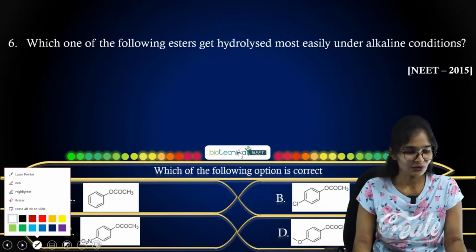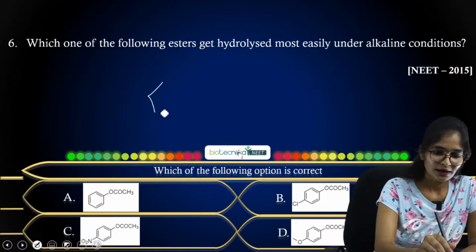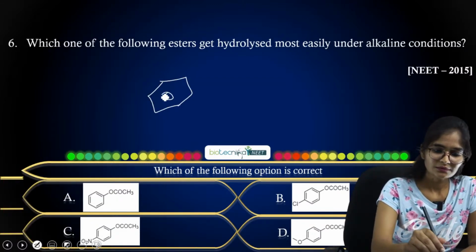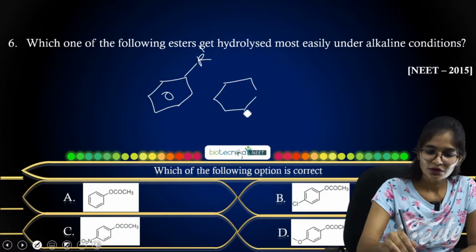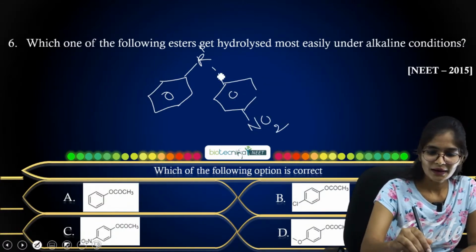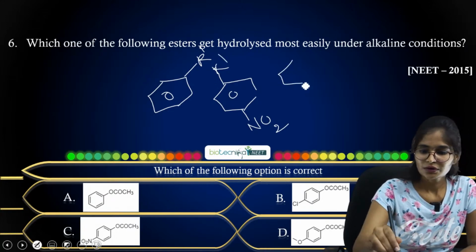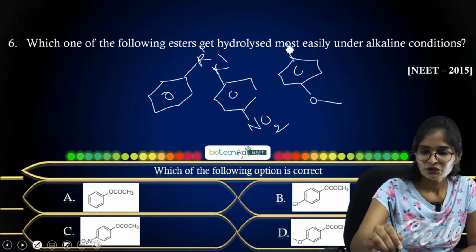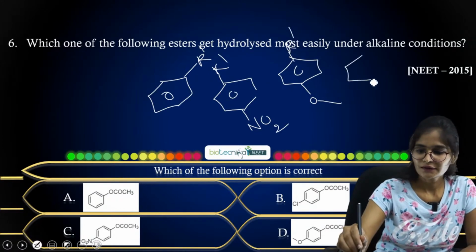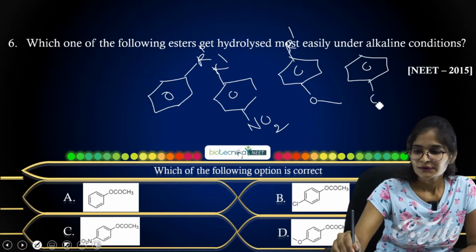You have a nitro group, right? So you have the simple ester, which I will mention as R dash, that is the first option, and you have your NO2. Apart from that, you have your OCH3 group at the para position, and you have the ester apart from this, and you have chlorine, right?